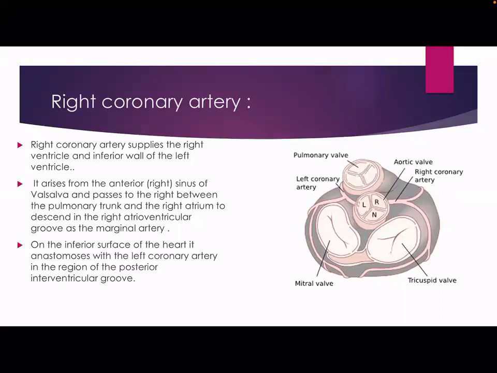The right coronary artery supplies the right ventricle and inferior wall of the left ventricle. It runs to the right between the pulmonary trunk and right atrium to descend in the right atrioventricular groove as a marginal artery. On the inferior surface of the heart, it anastomoses with the left coronary artery in the region of the posterior interventricular groove.